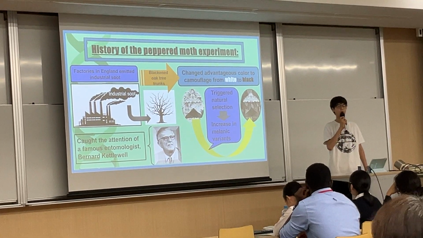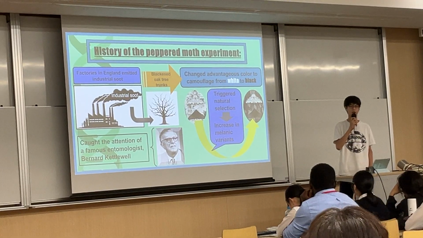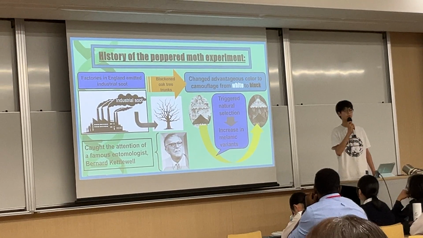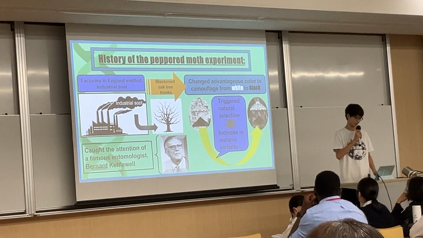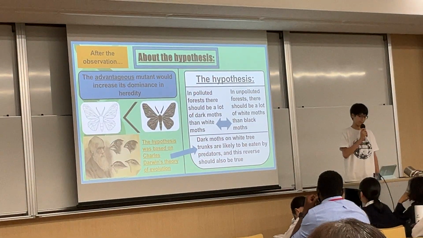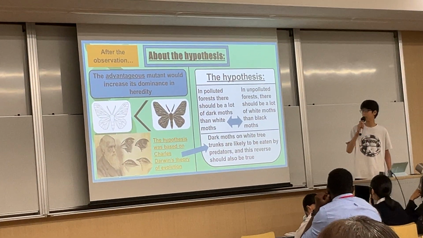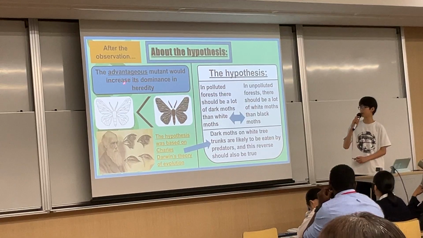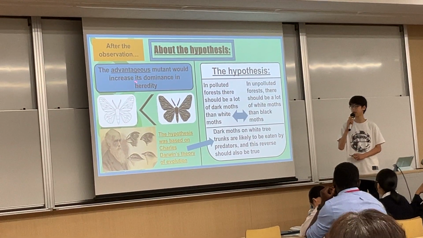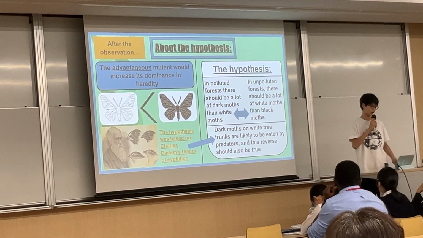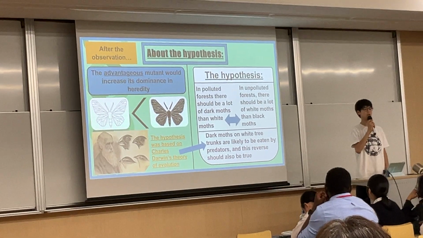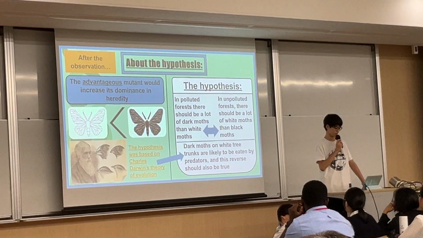Bernard Cadwell, who was a famous entomologist in England, found this experiment interesting and started his research on it. About the hypothesis, Cadwell summarized that the advantageous mutant would increase its dominance in heredity, and he made a hypothesis based on Charles Darwin's theory of evolution.